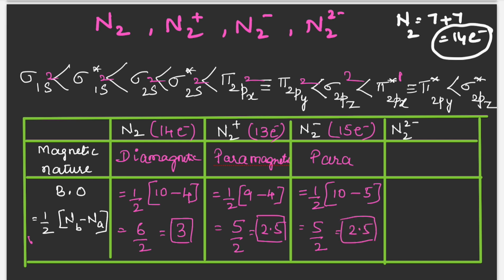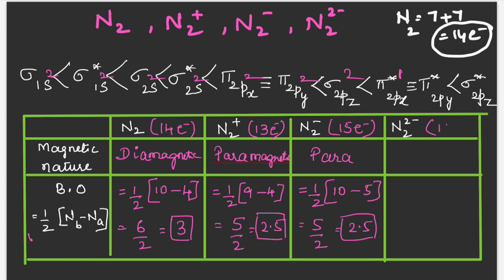Next we will go for N2 2 minus. How many electrons will be there in N2 2 minus? You know that nitrogen has 14 electrons. 2 minus means you have to add 2 electrons to this. So 14 plus 2 will be equal to 16 electrons. So I'll write here 16 electrons.